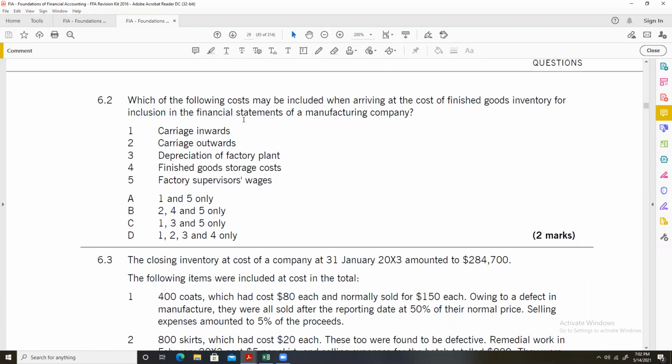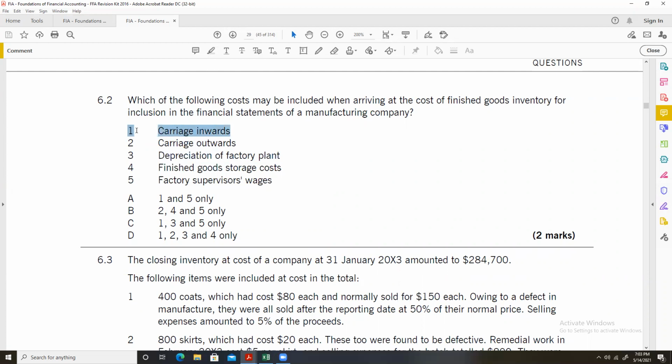inventory for inclusion in the financial statements of a manufacturing company? Now the question requires you to tell which of these costs should be included in the valuation of inventories, the valuation of finished goods. Which of these costs should be taken?